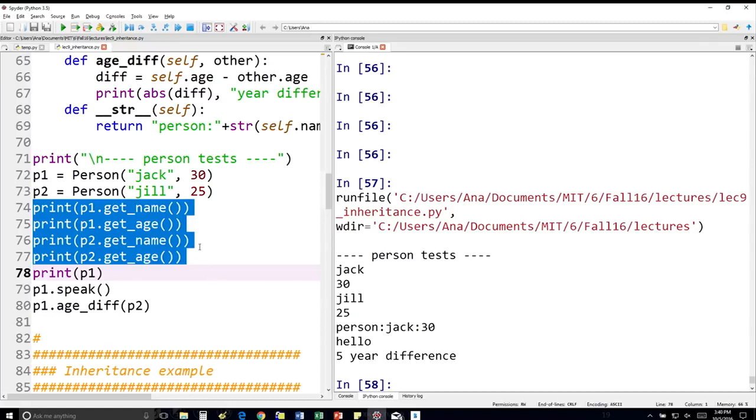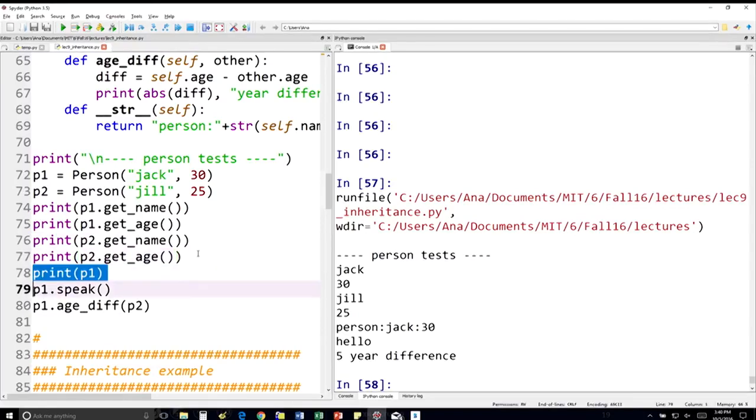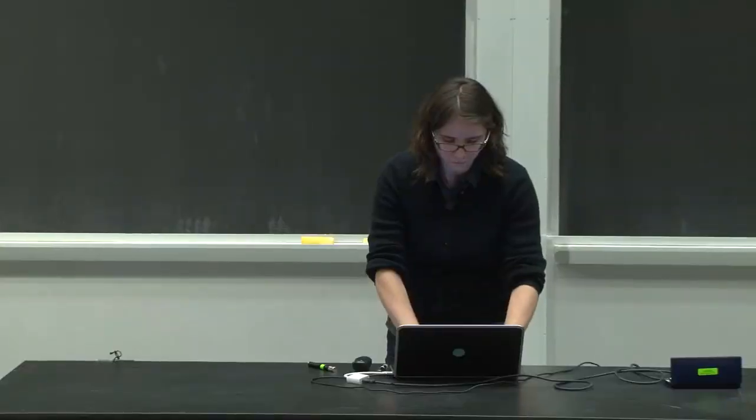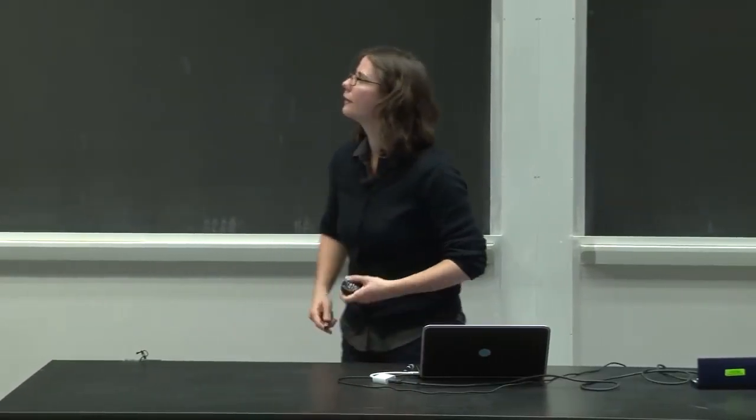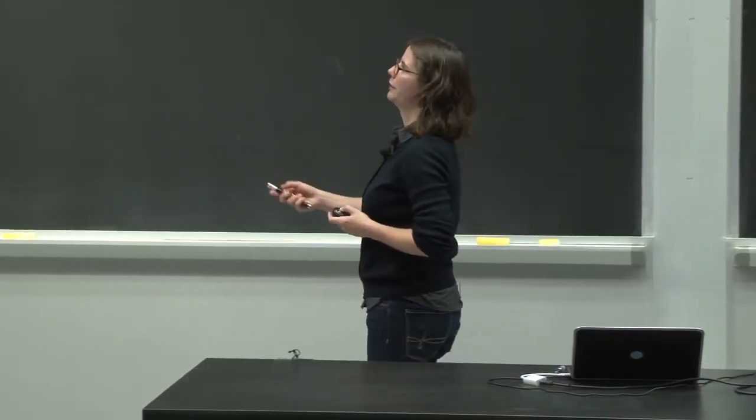If I print P1, this is going to use the str method of person, so it's going to print person: their name and then their age. P1.speak just says hello, and then the age difference between P1 and P2 is just 5. So that's just subtracting and then printing that out to the screen. Okay, so that's my person.